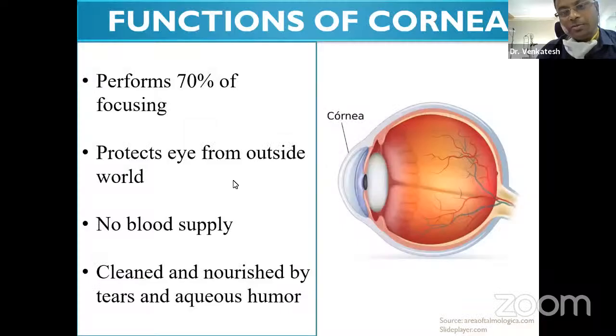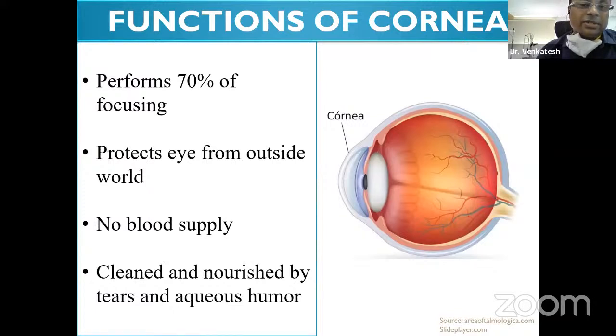When a ray of light passes through a transparent object, there is a change in the direction of the light. This we call refraction. 70% of that refraction, or what we call focusing, happens in front of the cornea.